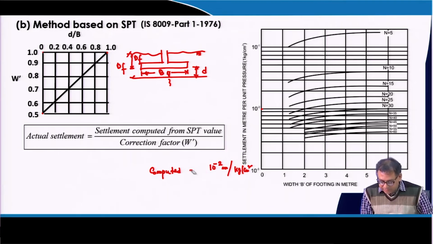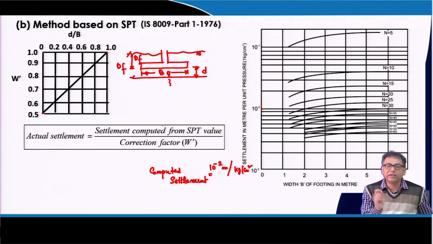This is your computed settlement. So, this is the computed settlement. Once you get the computed settlement, then apply the water table correction, then you will get the actual settlement. So, that means the computed settlement divided by the water table correction gives you the actual settlement. Okay. So, that actual settlement you have to check whether it is within the permissible limit or not. So, based on that you can decide the width of the foundation.